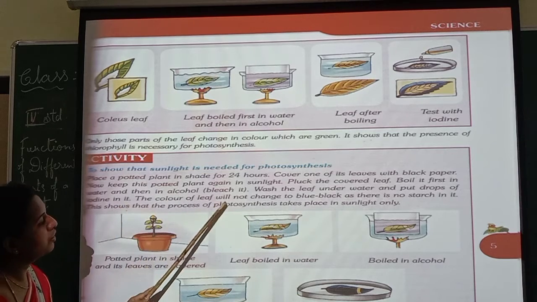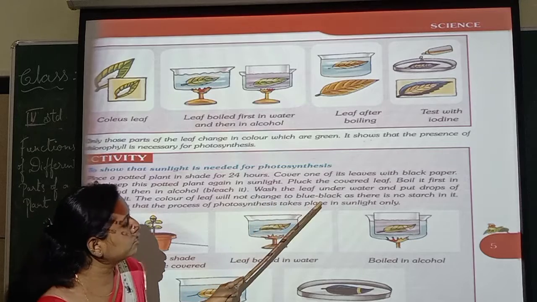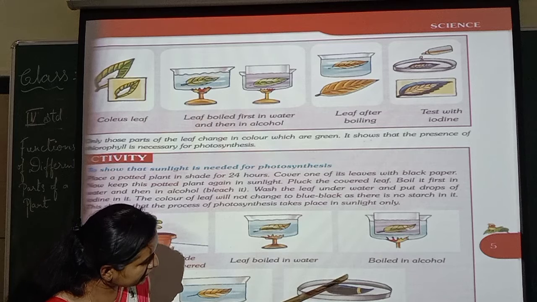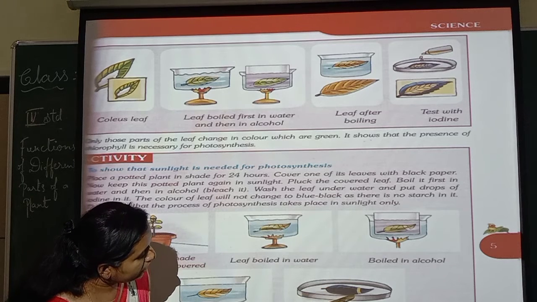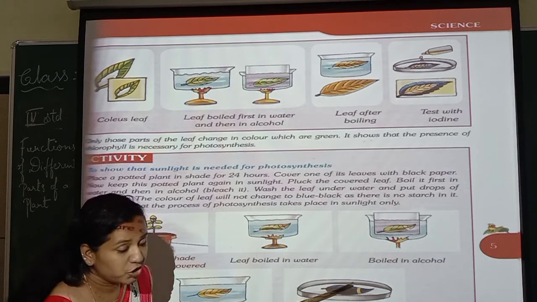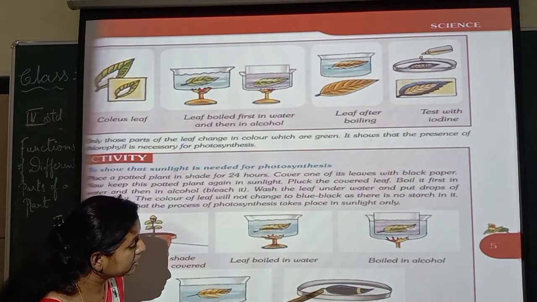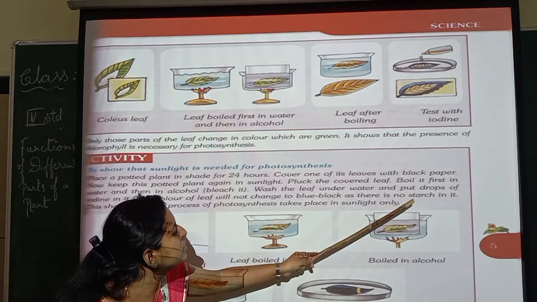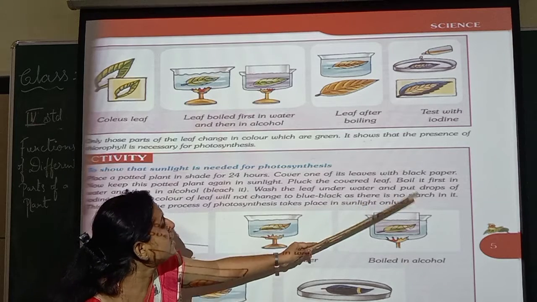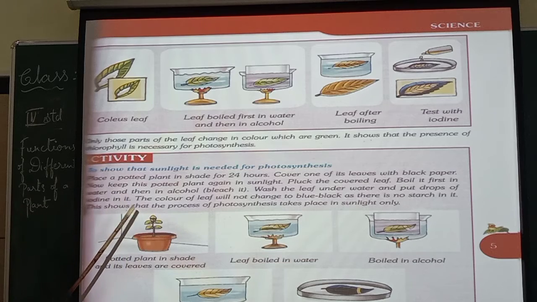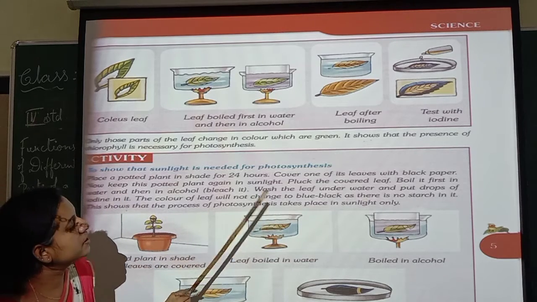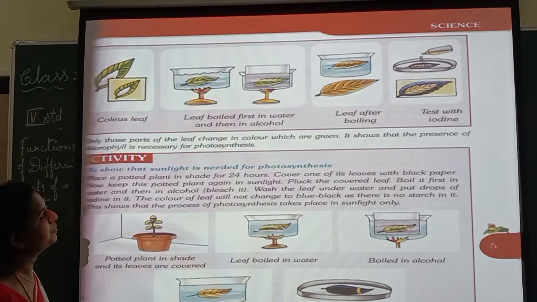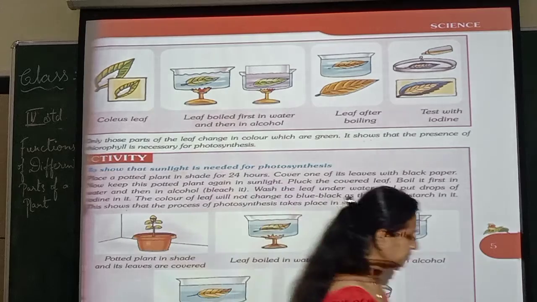The color of the leaf will not change to blue-black as there is no starch in it. See this, this is the covered place. You can see it has not changed. It is the same color, but the rest has changed. There is no starch in the covered part. This shows that the process of photosynthesis takes place in sunlight. This is a picture.